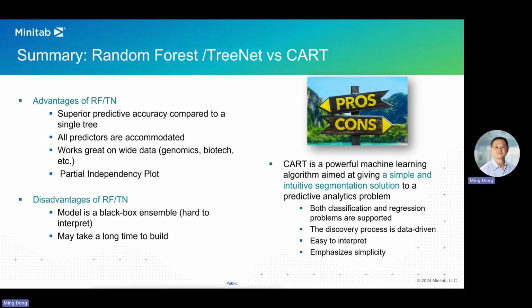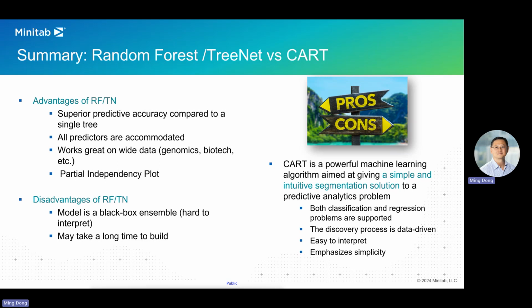Let's talk about the advantages versus disadvantages. CART is a powerful machine learning algorithm. It gives you a simple illustration, like a segment of solutions. It gives you a very clear tree that tells you under which condition there is a high chance of failure or low chance of failure, or a high or low value of Y. A very clear picture, explained clearly. It works for both classification and regression.